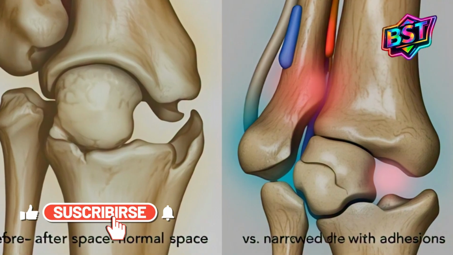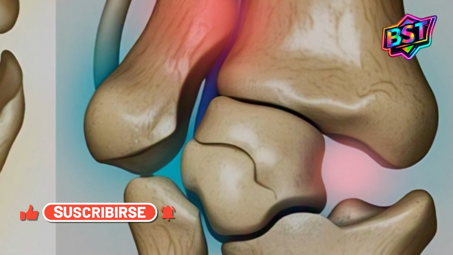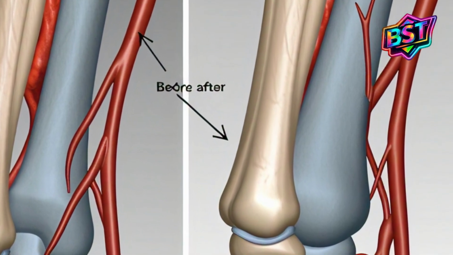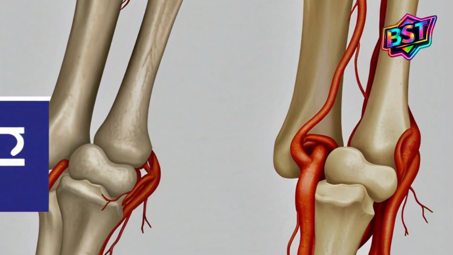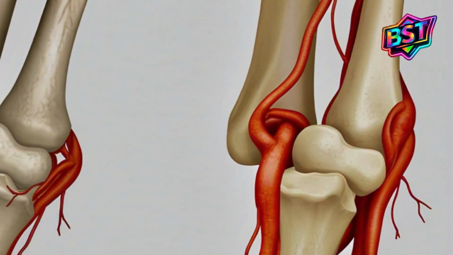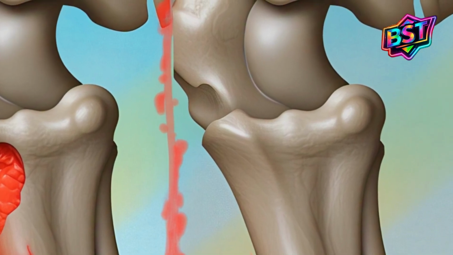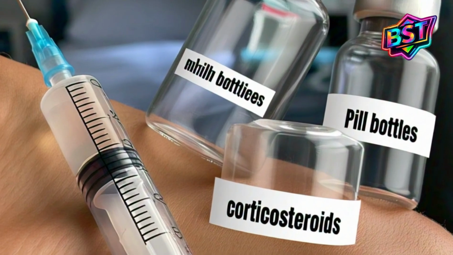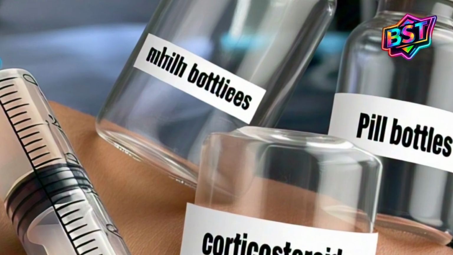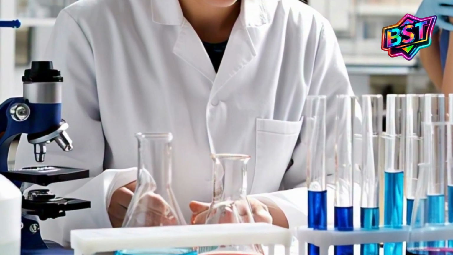Conclusion. Frozen shoulder is a fibro-inflammatory disorder involving synovial hyperplasia, capsular fibrosis, and neurogenic inflammation. While most cases resolve spontaneously, early intervention can reduce disability. Further research is needed into anti-fibrotic therapies targeting TGF-beta and myofibroblast activity.